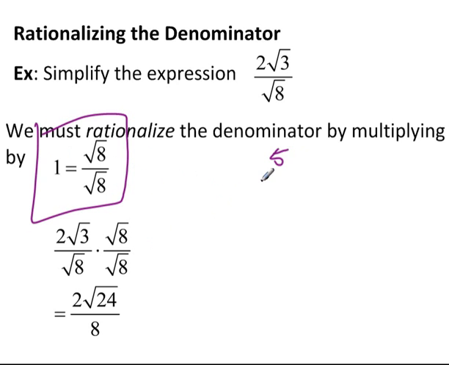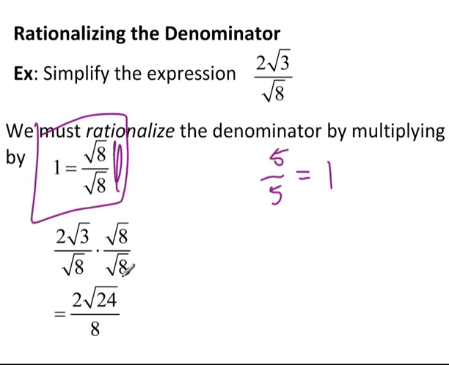Kind of like how 5 over 5, well, what does that equal? It equals 1. So even if it's crazy, like the square root of 8 over the square root of 8, it still equals 1. So we're going to multiply by 1. We're just going to make the 1 look like this. Multiplying by 1 doesn't do anything but change the way things look.